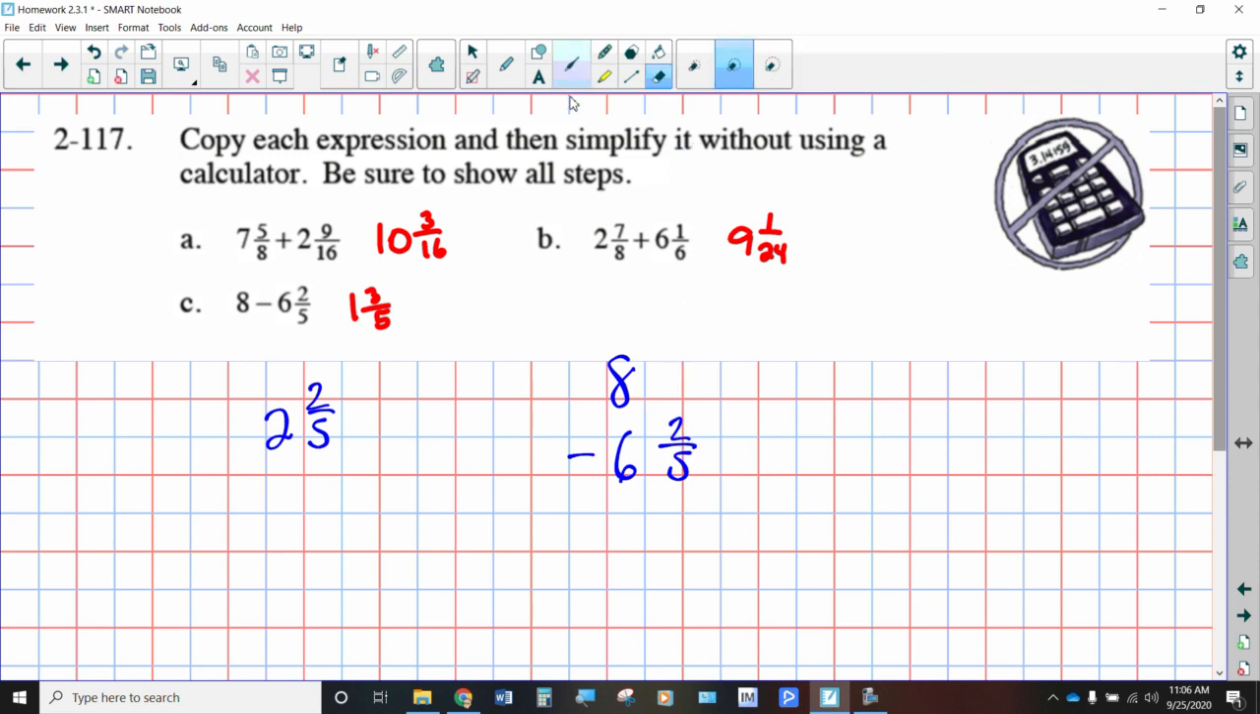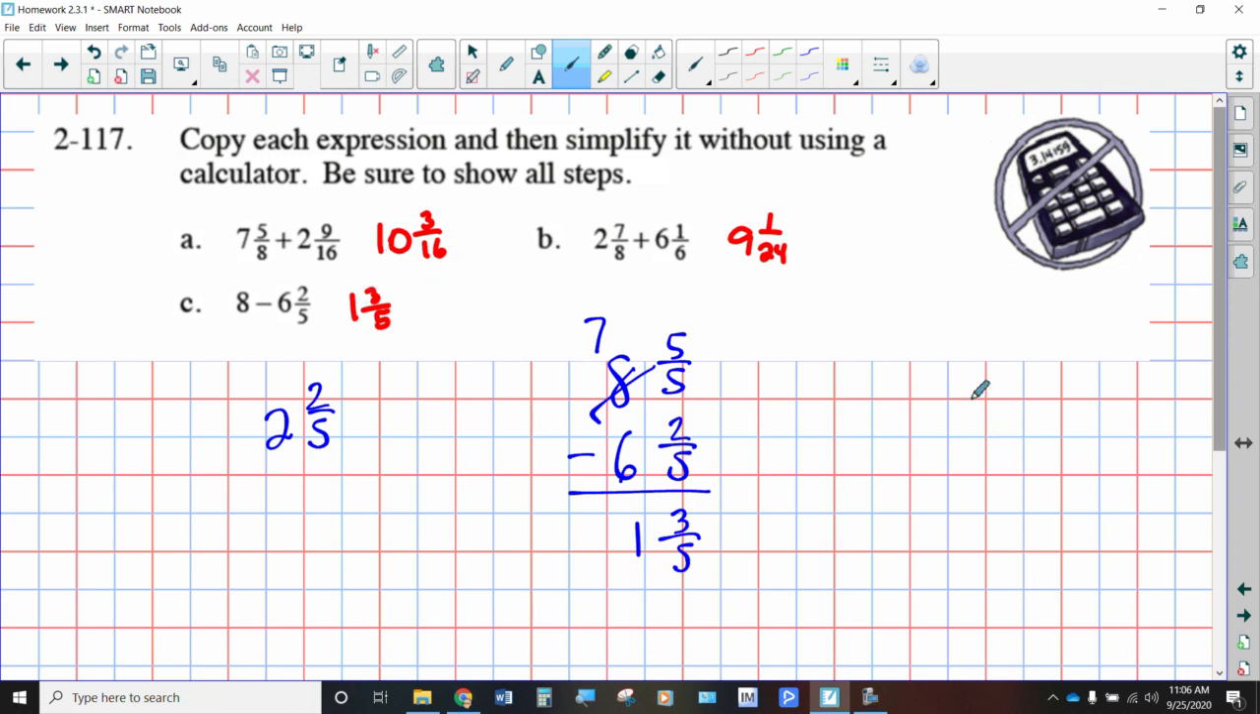This is where we need to borrow from our neighbor, change that to a 7, and we took away 1 from that, right? So I'm going to write that 1 as a fraction with the denominator of 5. So this becomes 7 and 5/5, which is 7 plus 1, which is 8. Now I can do the subtraction. 5/5 minus 2/5 is 3/5, and 7 minus 6 is 1, so that gives us our answer.